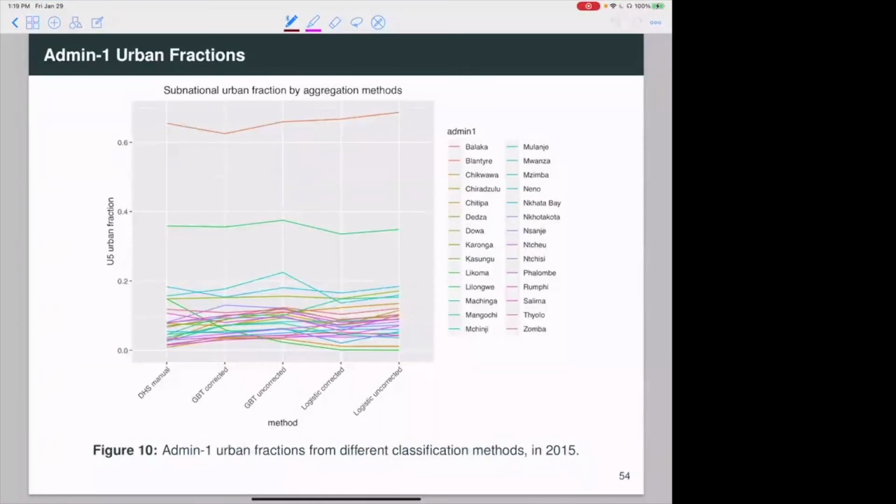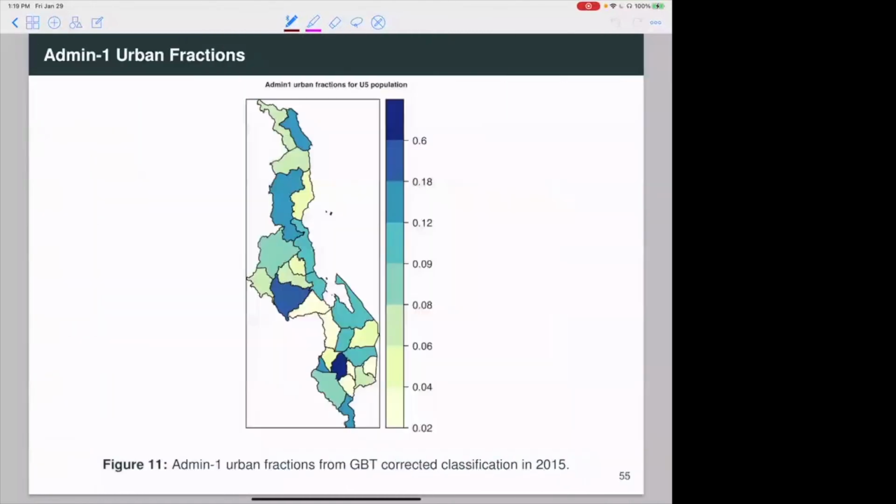So when we do this operation, this just shows under different approaches how the urban rural fraction changes. So we're estimating the proportion of the 0 to 5 population who live in urban areas. We need that to do the weighting. And this just shows you in a map how this varies. So for example, this is Blantyre, where I gave this workshop.